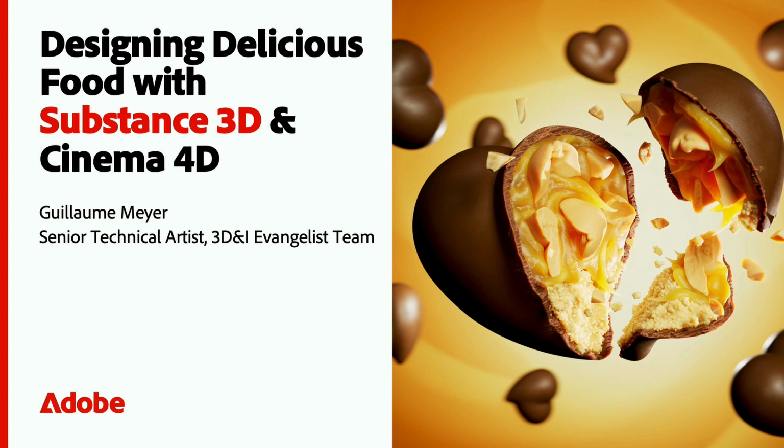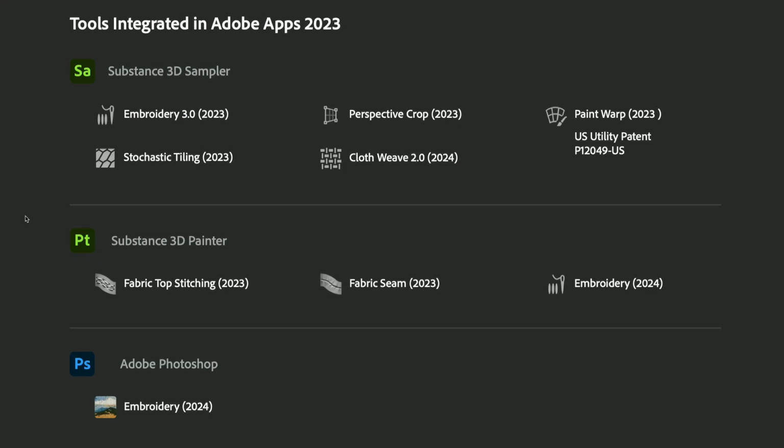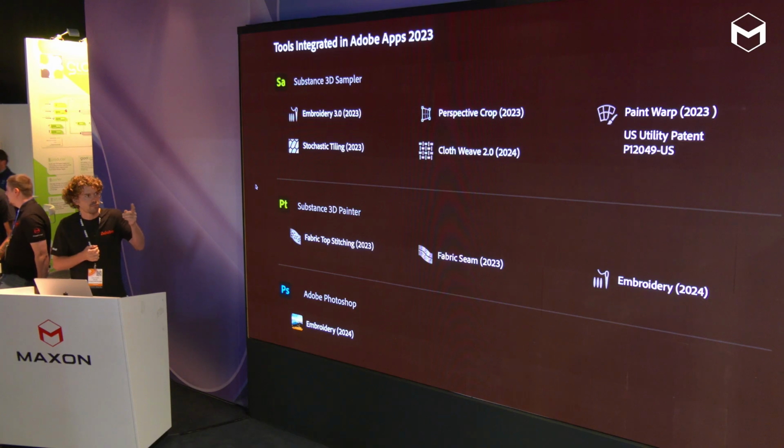Just so you know my background, I'm a technical artist at Substance, so I have some of my filters or content that are available in the software. As you can see in Sampler, I developed the embroidery tool that creates an embroidery out of a PNG, perspective crop, paint warp that has a US patent on it, the stochastic tiling, and the wave cloth that are pretty popular in apparel design.